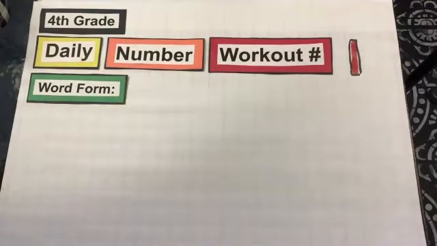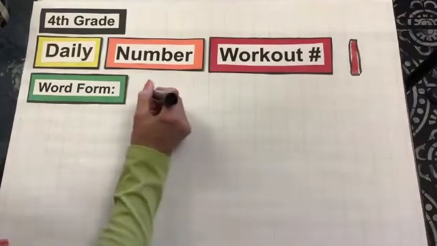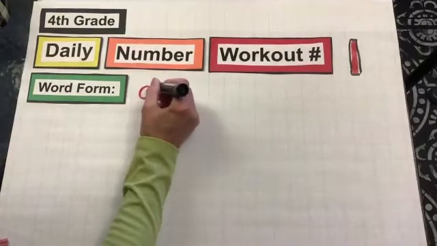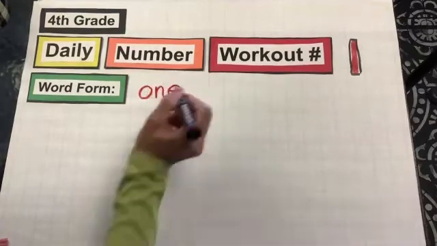Very nice and neat. Make sure you're not skipping any lines because you're going to need the space on your page for all the work we're going to do with the number 1 in less than 15 minutes. So first, the word form of the number 1 is, of course, O-N-E.